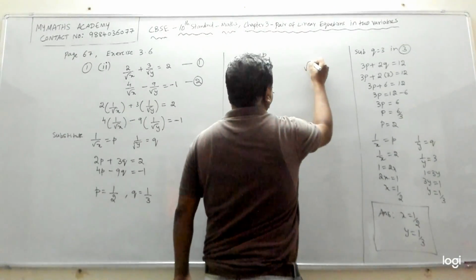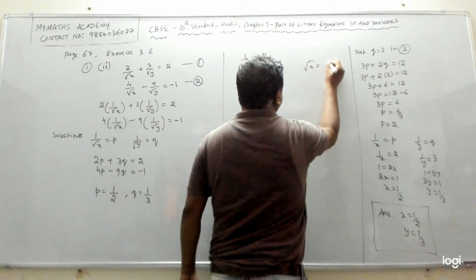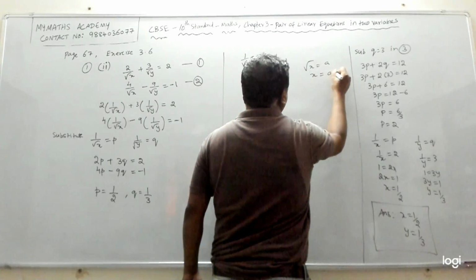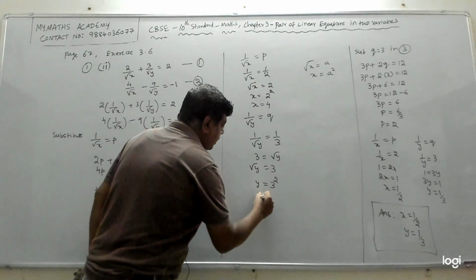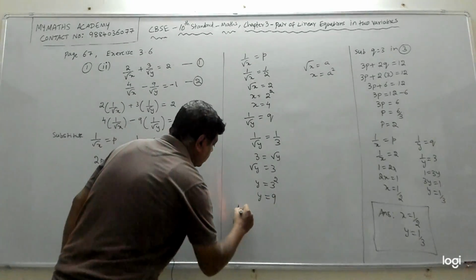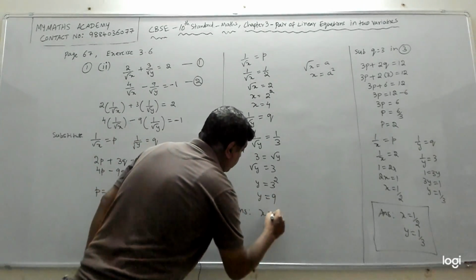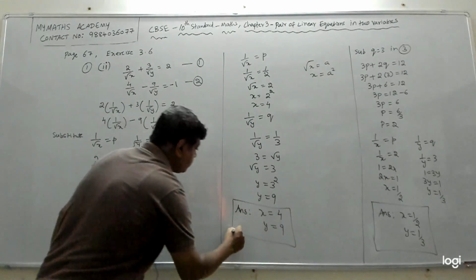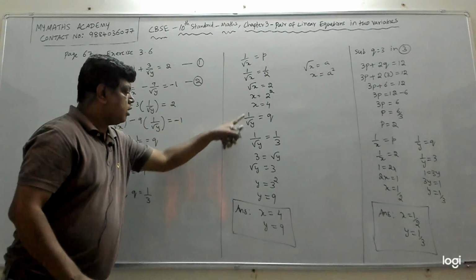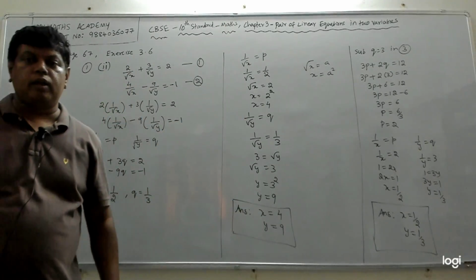Whenever you have root x equal to suppose a, then x becomes a square. So you will get y as 9. So what is the final answer? Your answer is x is equal to 4, y is equal to 9. Clear? So x is equal to 4 and y is equal to 9 is the final answer.